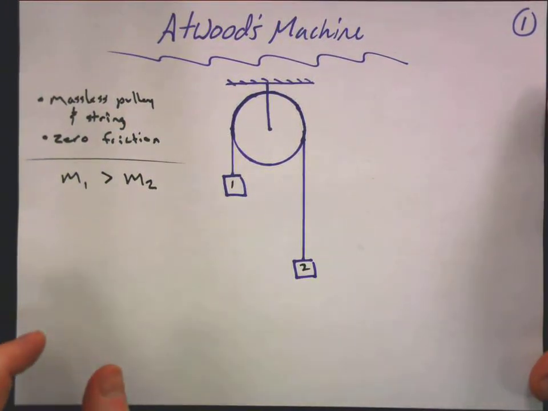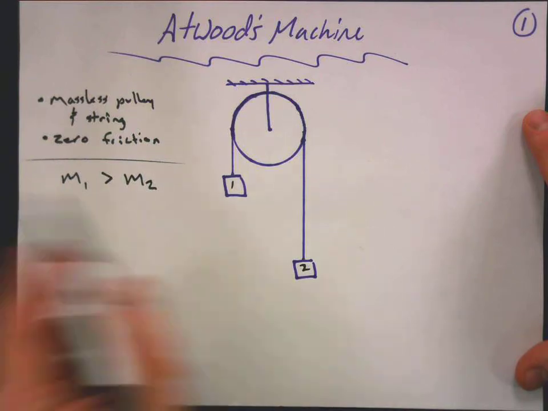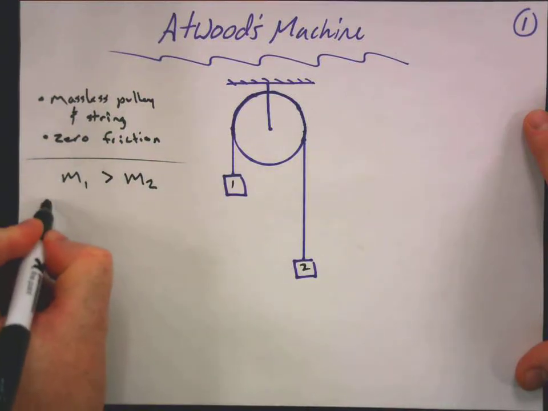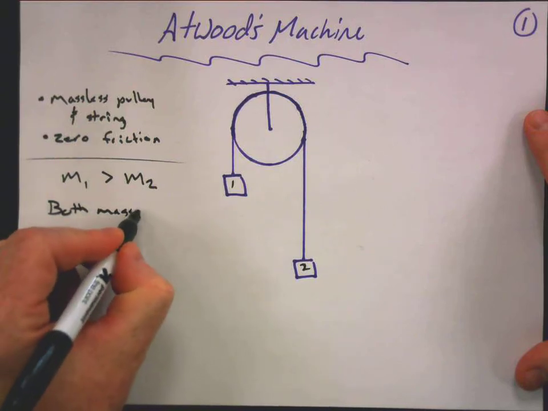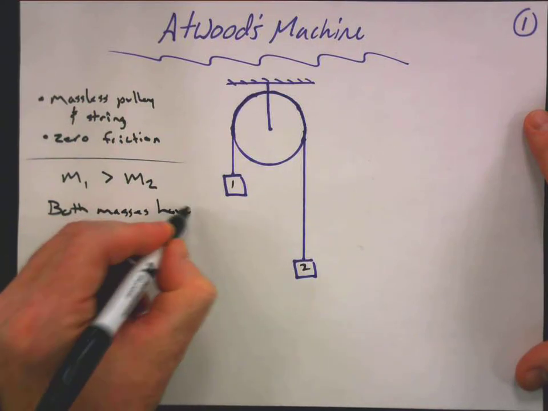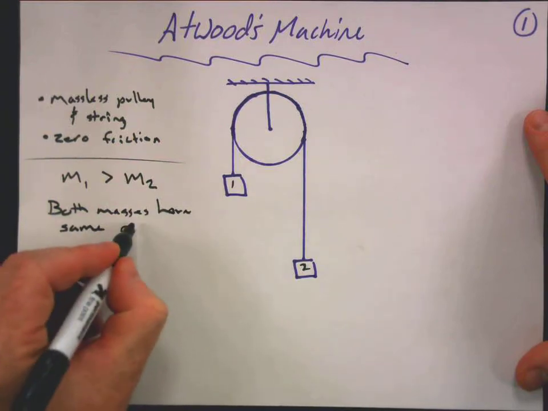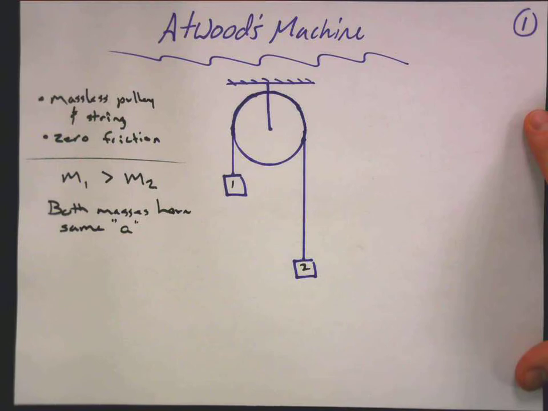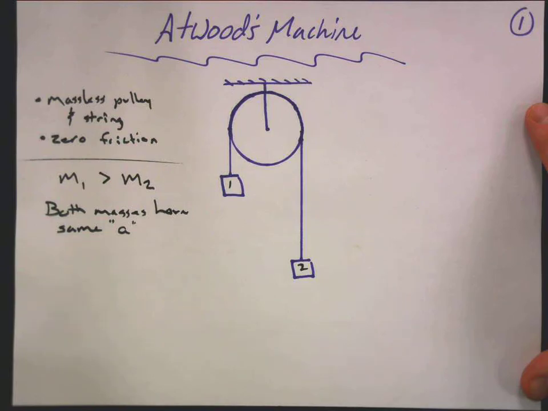Okay. But they're connected. We can say, because they're connected, that both masses have the same acceleration. Okay. They're connected objects, and all objects that are connected will accelerate at the same rate. They're forced to because of that connection.